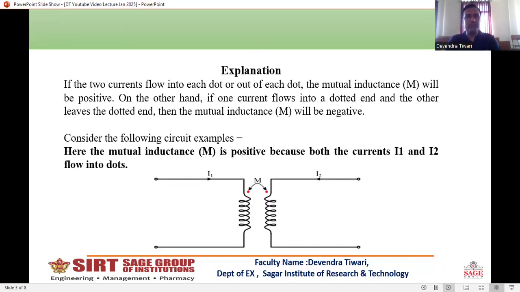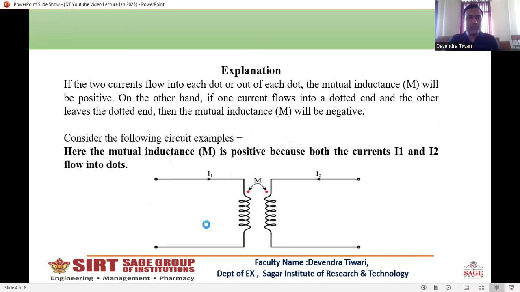Now we go to the next slide. With the help of an example, we can see the explanation. Look at this circuit. The dots are already marked here. If the current flows into each dot, or out of each dot, the mutual inductance M will be positive. On the other hand, if one current flows into a dotted end and the other leaves the dotted end, then the mutual inductance M will be negative.